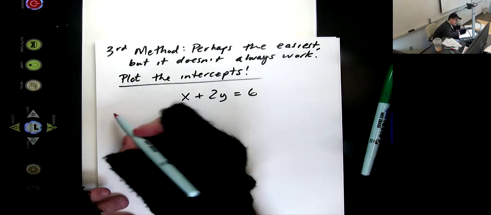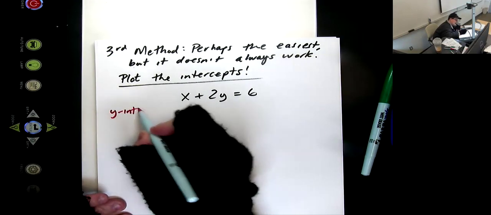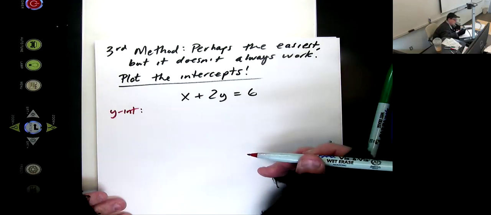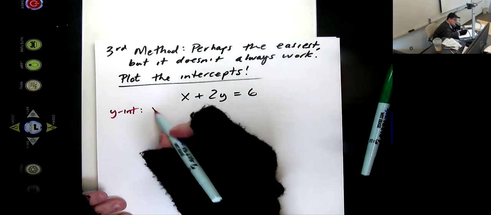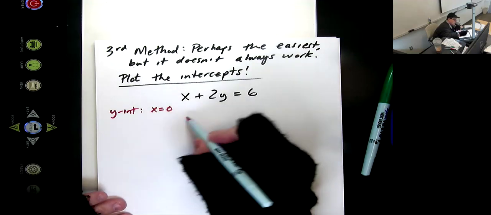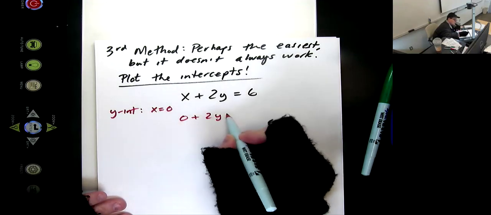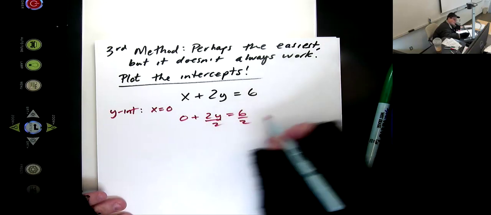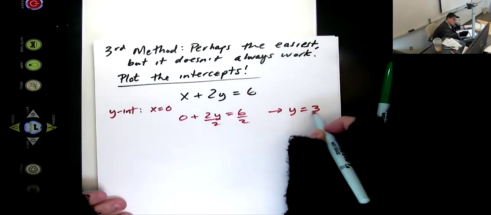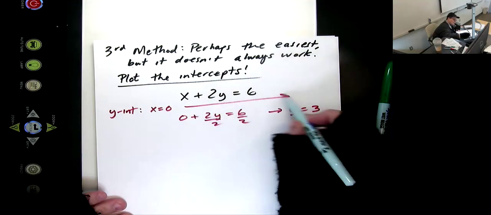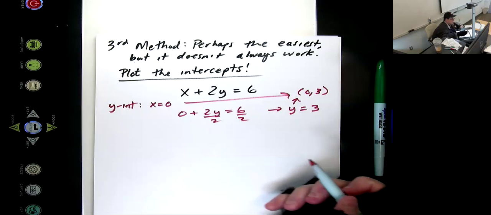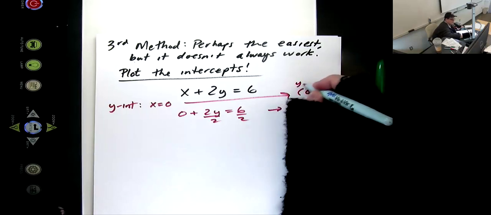So, the y-intercept. We've done this already, but we didn't do it with thinking y-intercept in mind. For the y-intercept, x equals 0. So 0 plus 2y equals 6. 2y equals 6. Divide by 2, and I get y equals 3. X equals 0 and y equals 3 give us the ordered pair 0, 3. That's the y-intercept.